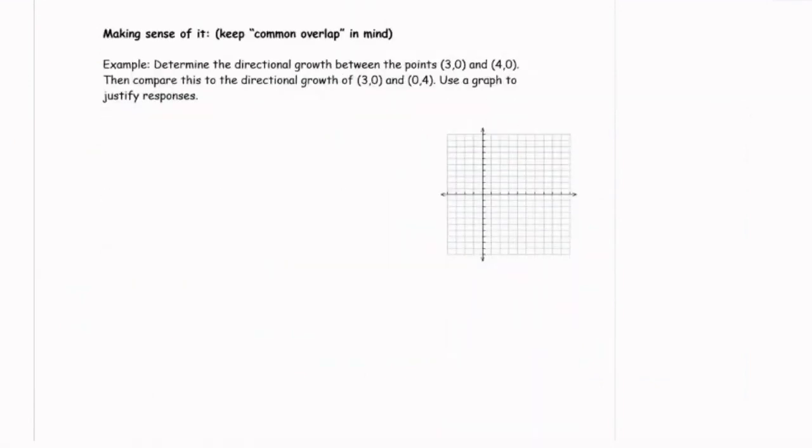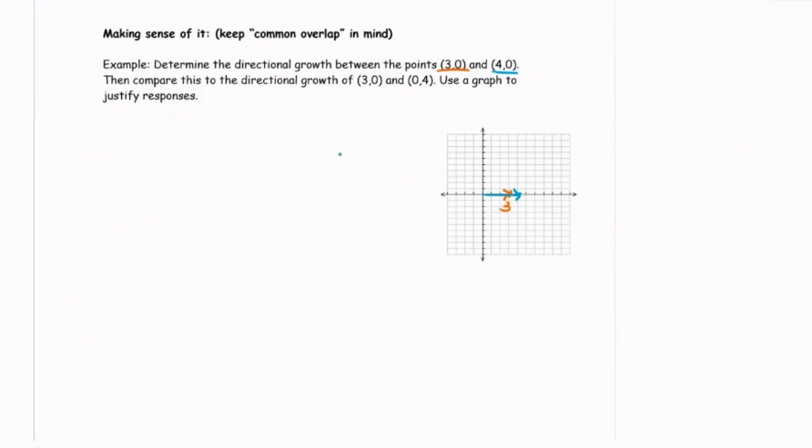Okay, let's try making sense of it a little bit further. So let's talk about directional growth between two ordered pairs. Working in 2D with (3, 0), so 1, 2, 3 is here. That's our first vector. And then let's change colors. We have vector (4, 0), so 1, 2, 3, 4, which is right here.